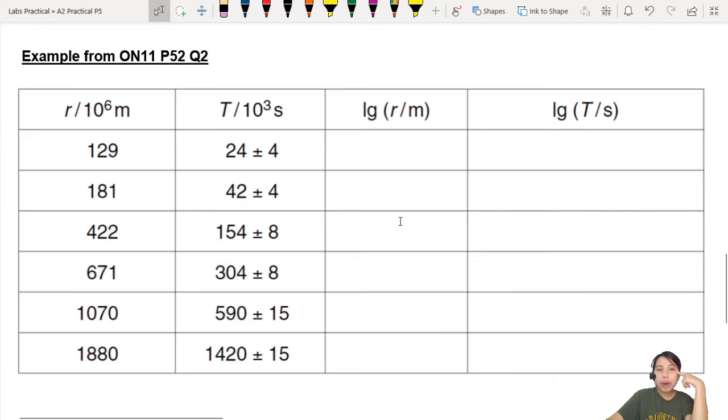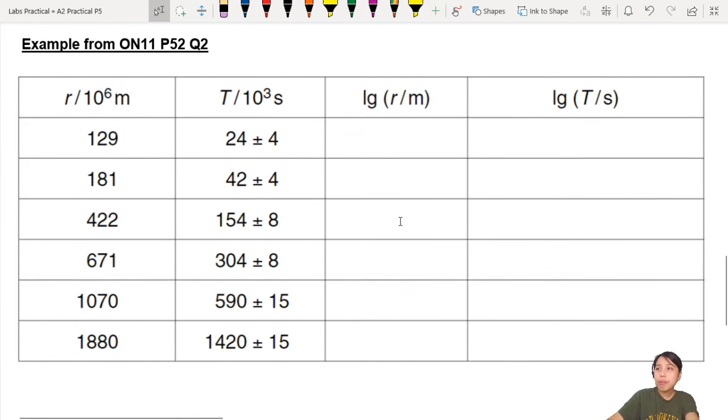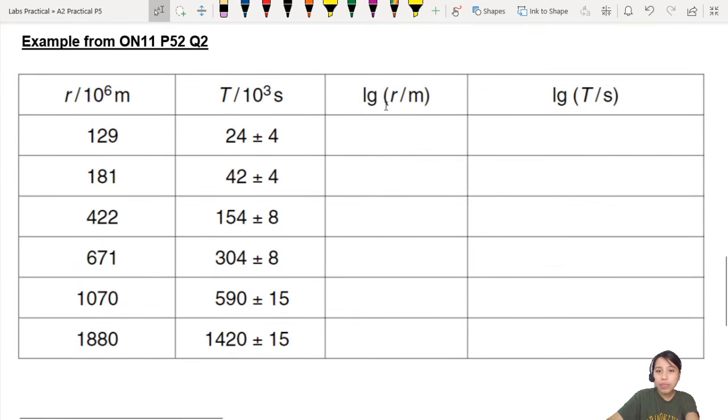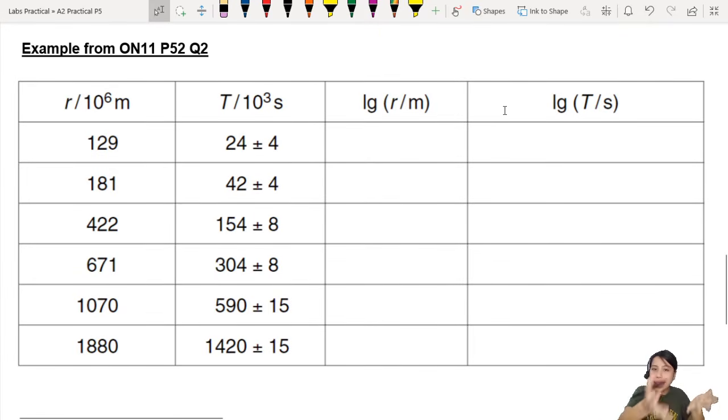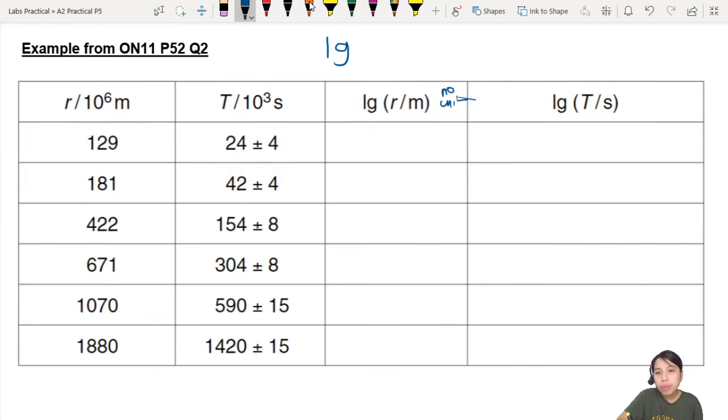Alright, let's look at example from ON11 P52 Q2. Beautiful table, but full of logs. Look at this. LG means what? Log 10. So look at your calculator. Now, let's see what are we calculating. We have log. Let's do the first one. Log R stroke M. Now, why do they write this here? This is called the unit of the value that you are logging. So, the log itself has no unit. So, I write here, no unit. But the value that you are going to do the log of has a unit because that comes from here, mA. Okay, so this one is the unit of whatever you are feeding into the log.